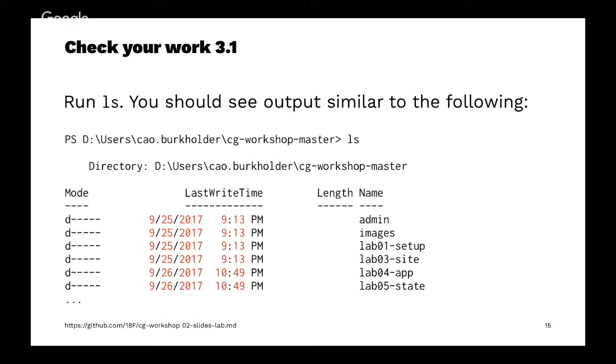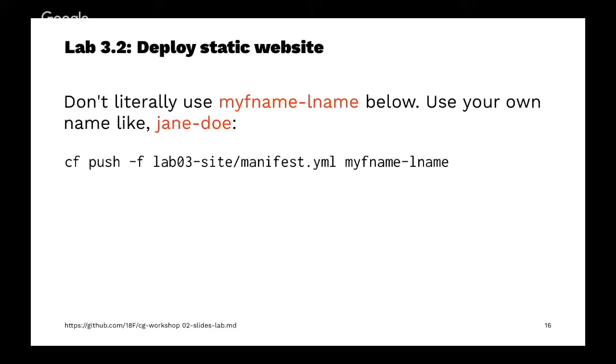To check your work, when you run the ls command in the cgw workshop master directory, you should see something like this. Admin, images, the names of some of the lab directories. I'm going to keep moving through these slides, and then we'll let people catch up on the further exploration site. When you've gotten that unpacked and moved into that directory, you will use the push command to say all the materials that are in lab 03 site, we're going to push that up to cloud.gov.